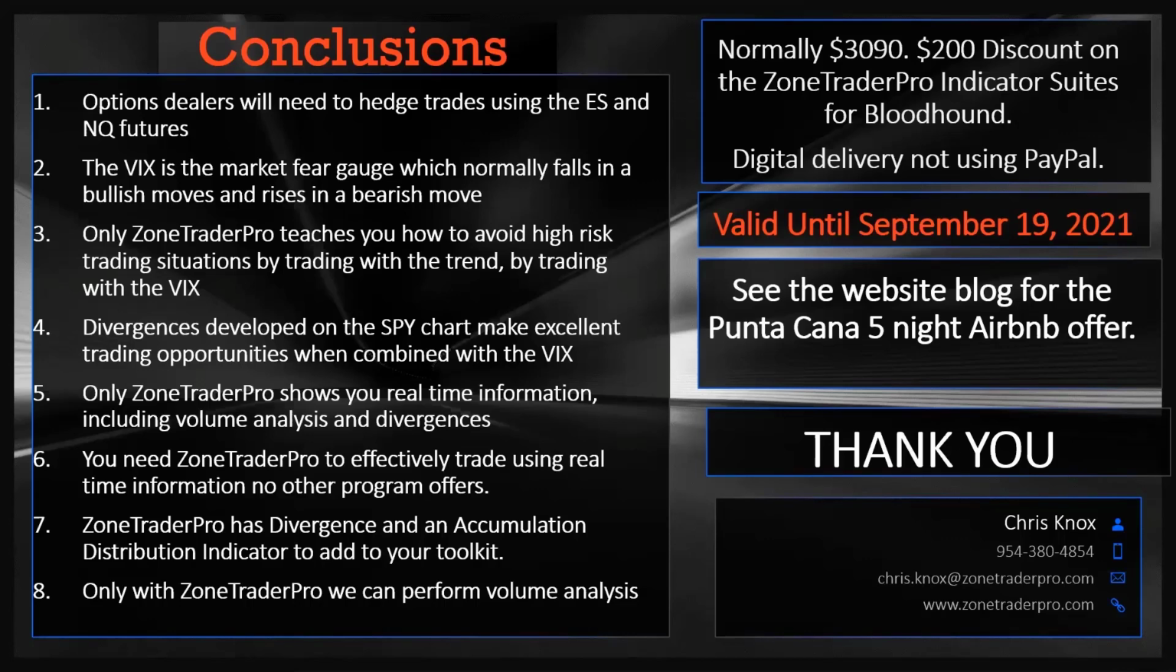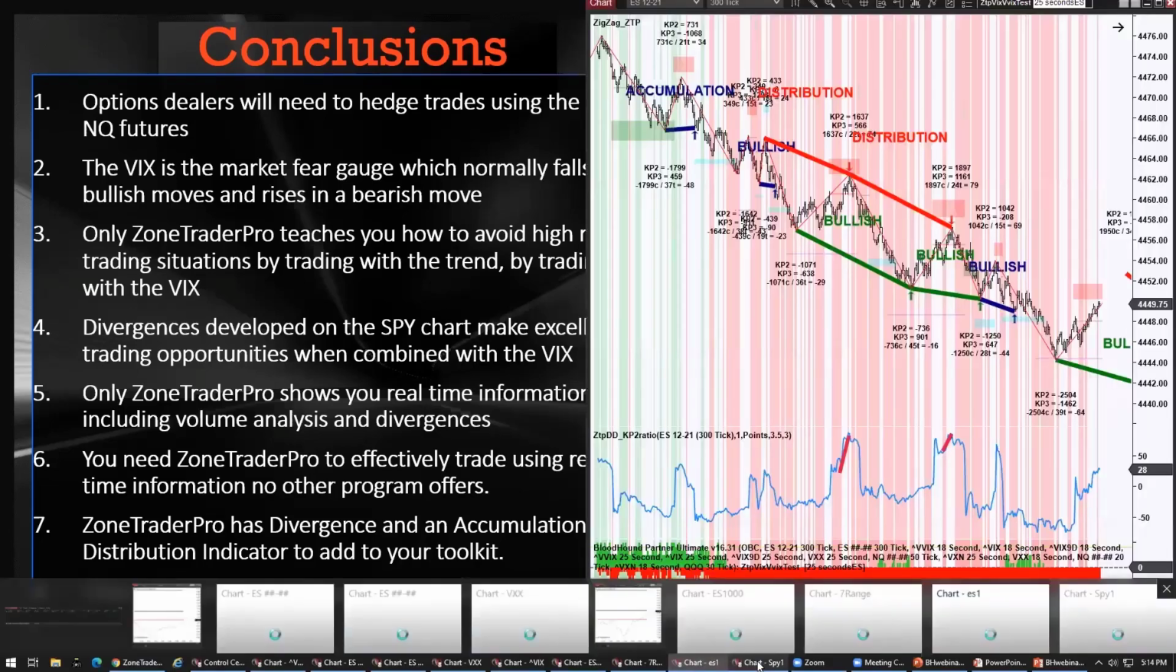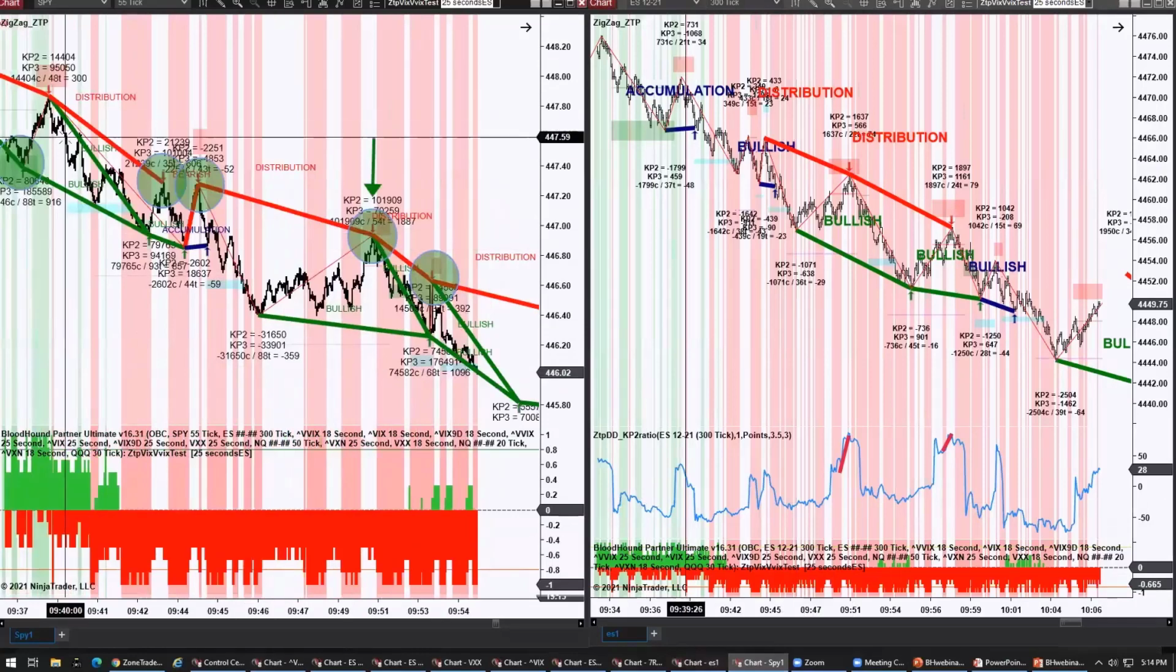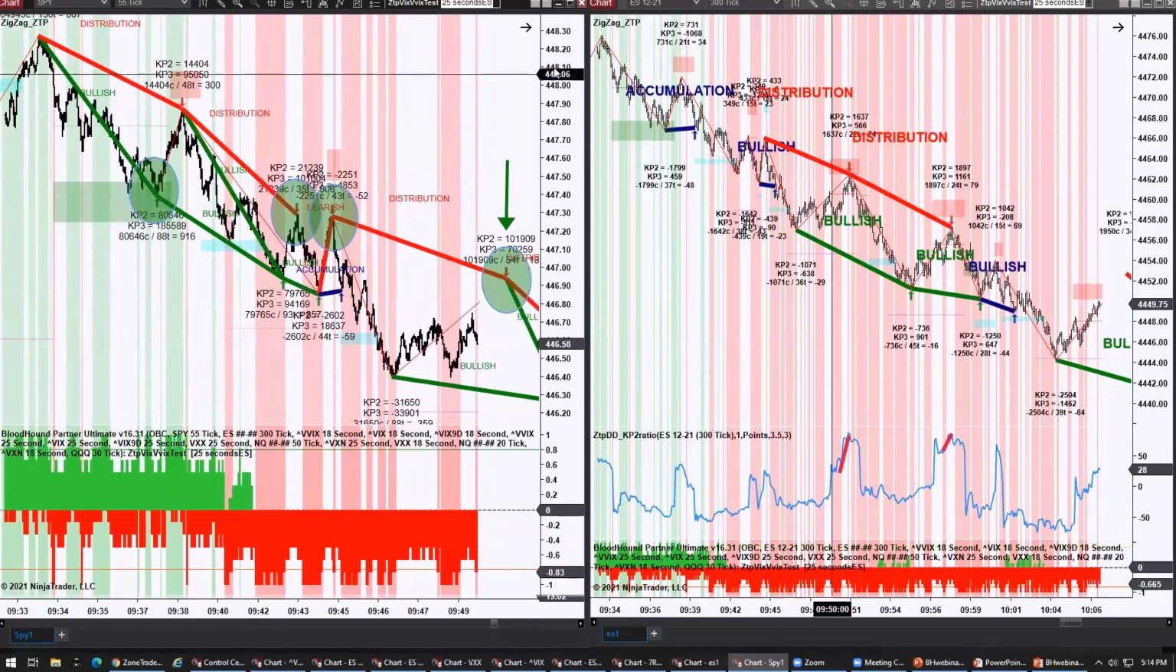So I'm going to bring up today's charts here and just go over some trades really, really quick.